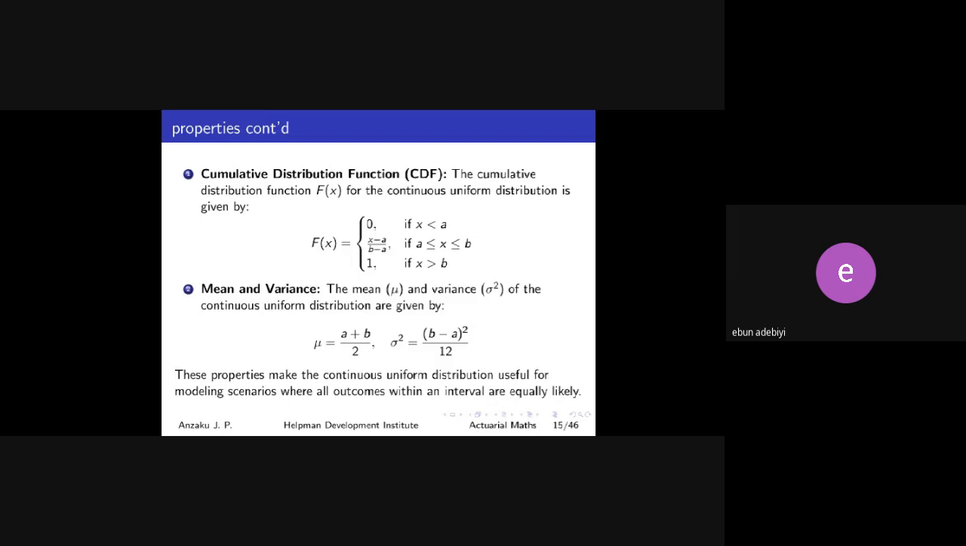One important thing we should note here is that we should try to understand the mathematical representation of these distributions. We might not necessarily cram them, but let's try to understand so that anywhere we see them, we can identify, oh, this is for the continuous, this is for the beta, this is for the gamma, and so on and so forth.